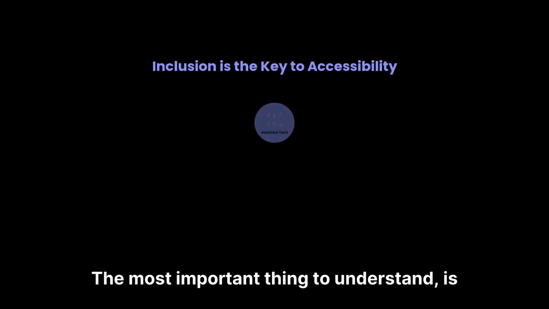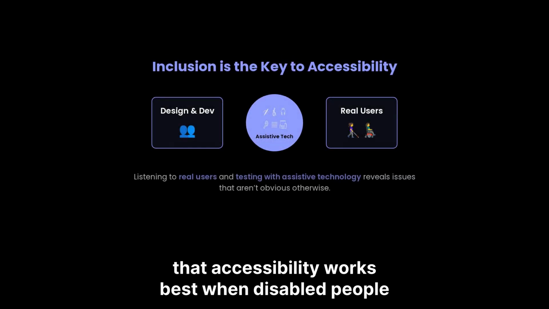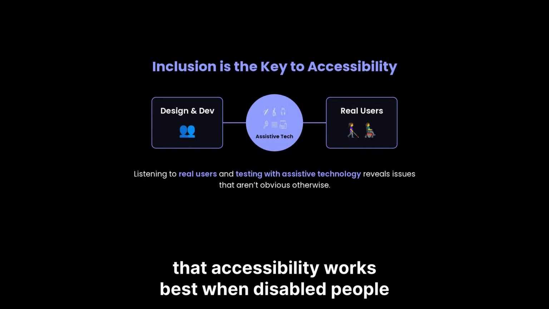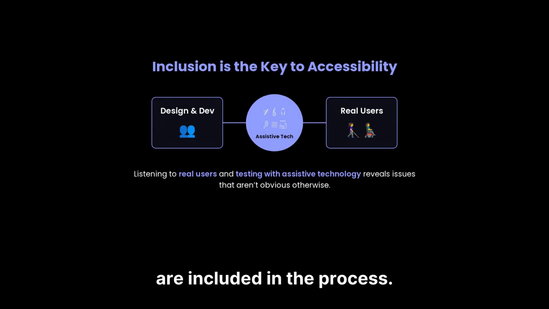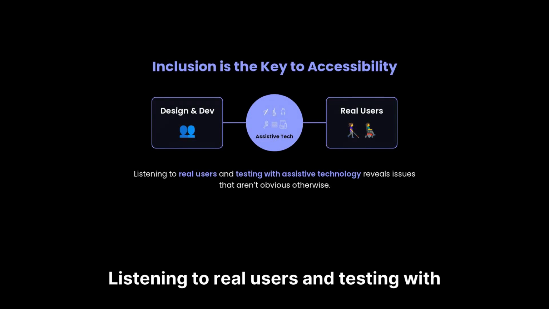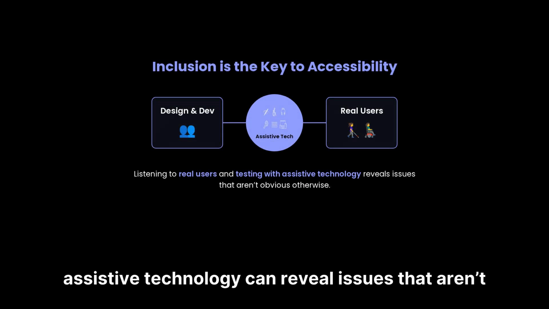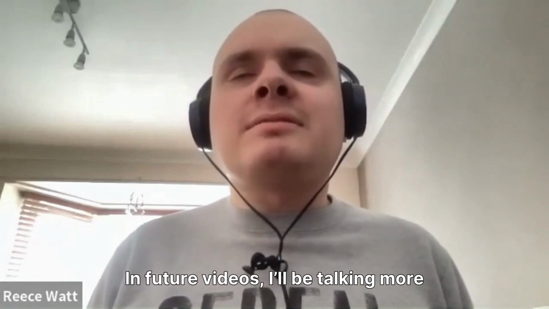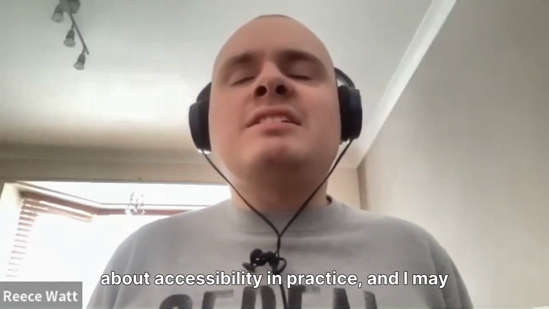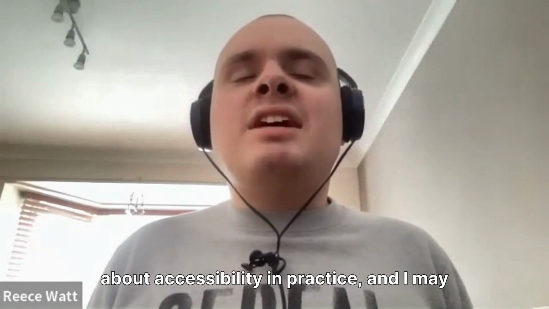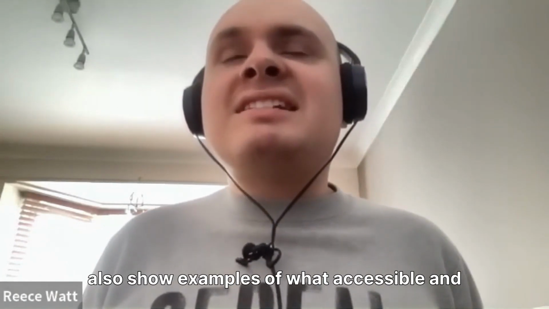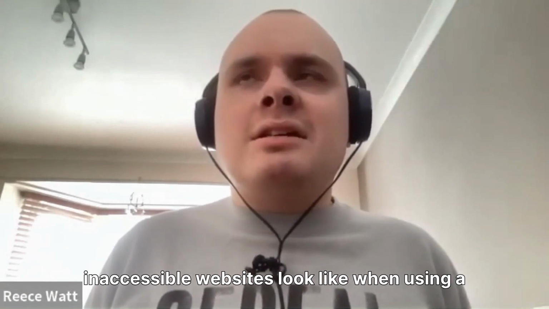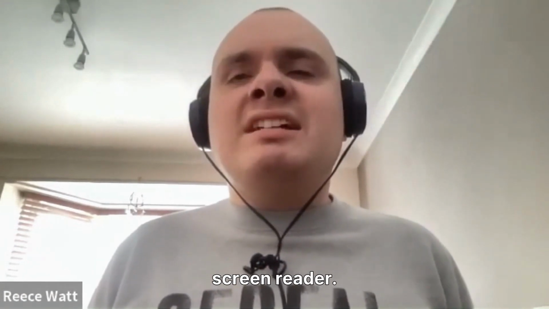The most important thing to understand is that accessibility works best when disabled people are included in the process. Listening to real users and testing with assistive technology can reveal issues that aren't obvious otherwise. In future videos, I'll be talking more about accessibility in practice, and I may also show examples of what accessible and inaccessible websites look like when using a screen reader.